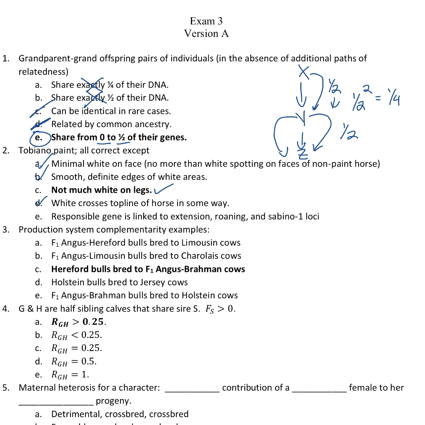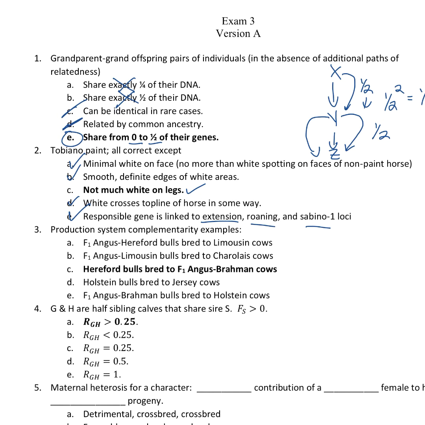And as we did all of our questions, it is linked to the extension. We didn't work any examples with Roaning or Sabino, but we did say that Tobiano is also linked to those. So that is correct as well. So the incorrect answer is C.